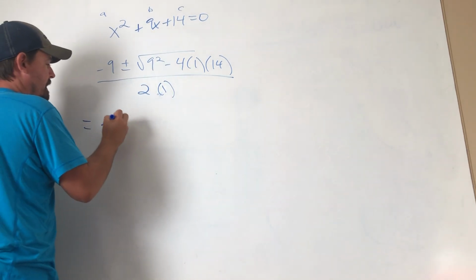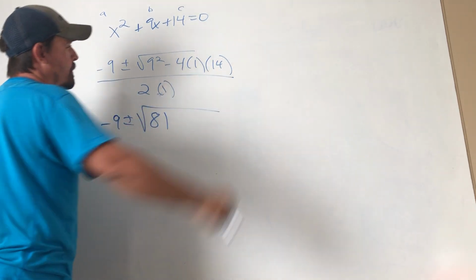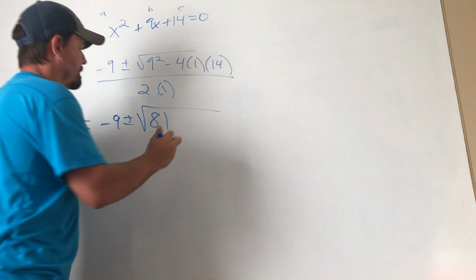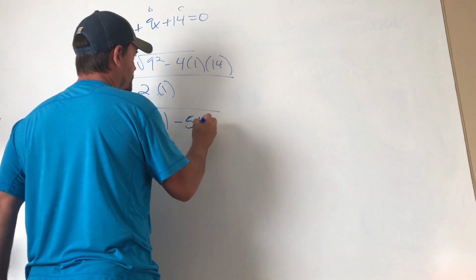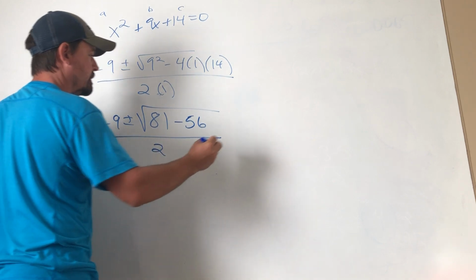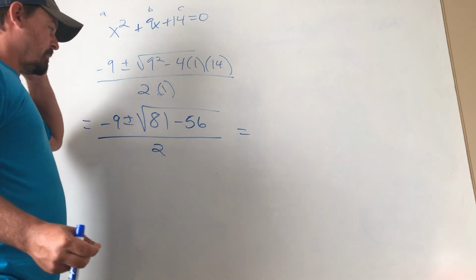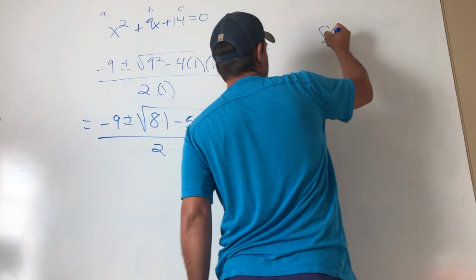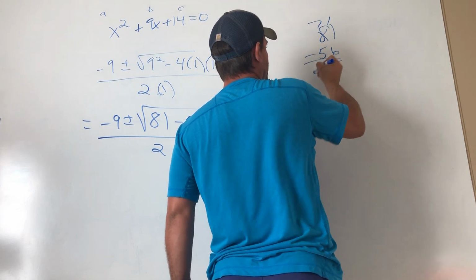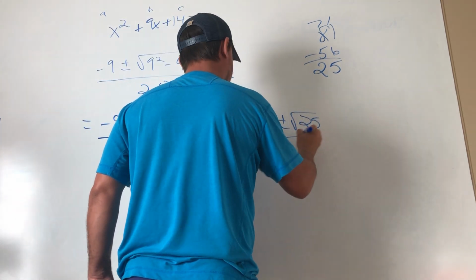Okay, so I get negative 9 plus or minus the square root of 81. Now negative 4 times 14, if we look at that, that is what? 56. So minus 56. I believe that's right. All over 2. We kind of solve this way to give ourselves some space in case we need it. So 81 minus 56, we take it to the side, do a little math, we get 25. So I've got negative 9 plus or minus the square root of 25 over 2.